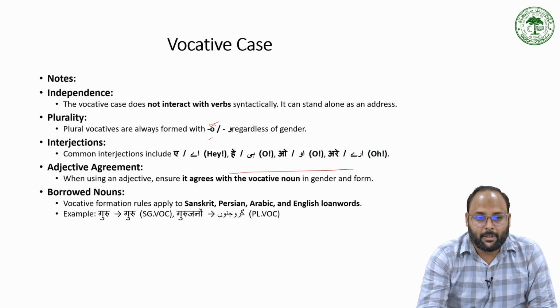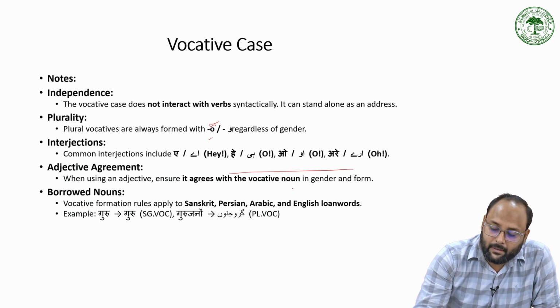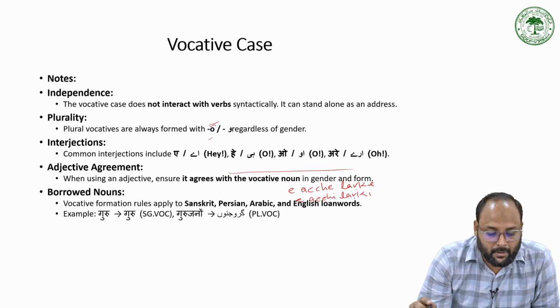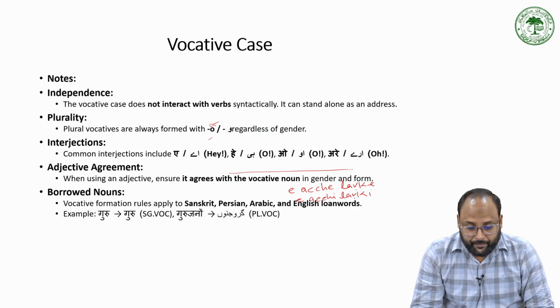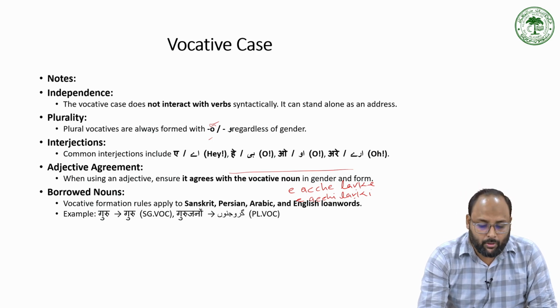For agreement, when using an adjective, it agrees with the vocative noun, like 'ए अच्छी लड़की', 'ऐ अच्छे लड़के'. This kind of thing we have for agreement. And for plural feminine, 'ऐ अच्छी लड़कियों'. And for borrowed nouns, we have the same plural formation, like 'hey guru jano'.